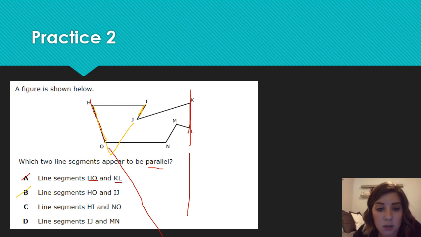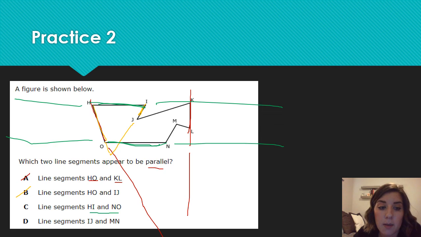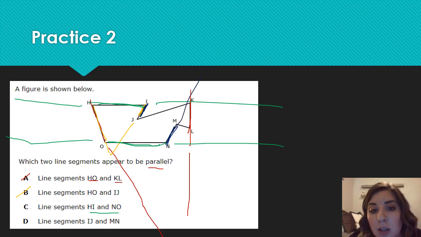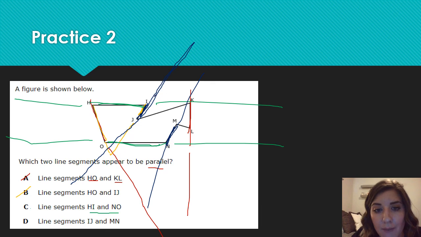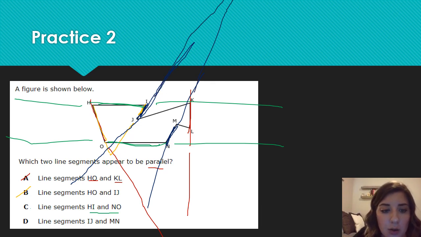Line segments HI and NO. Parallel, if I continue those, are they ever going to touch? These are terrible drawings of lines. I don't think they're going to touch, so I'm going to put a dot. And lastly, line segments IJ and MN. Ooh, those are close. Honestly, looking from here, it's hard to tell. If I was watching this video on a phone, I'd probably think that this was also parallel, but I can tell you as your teacher that this one bends a little bit more, so eventually it would take a while, but they're going to cross up here. So it's not going to be D, and it's going to be C. Line segments HI and NO.